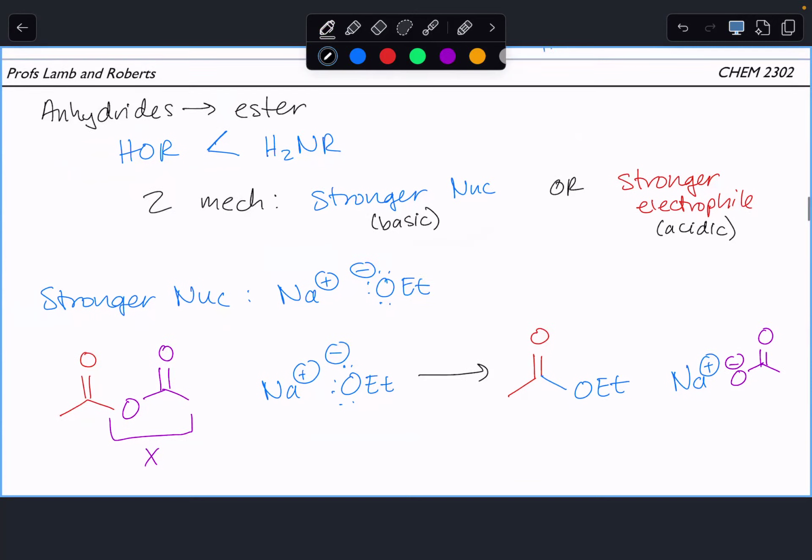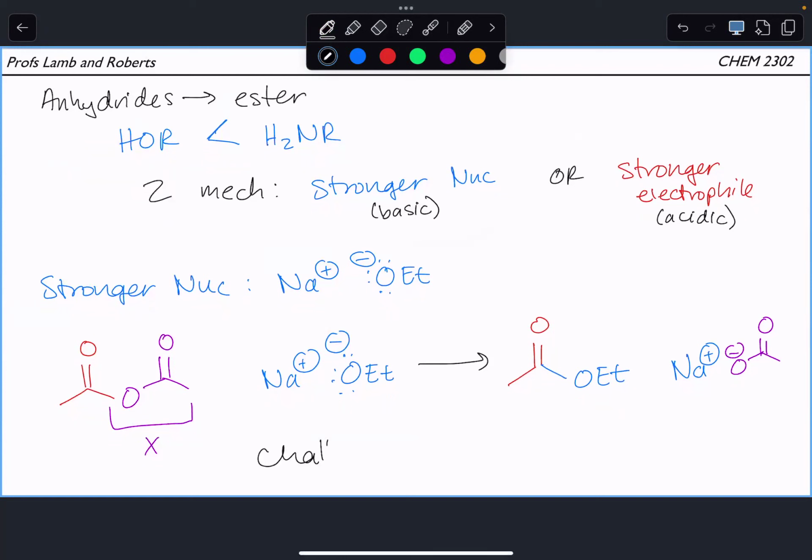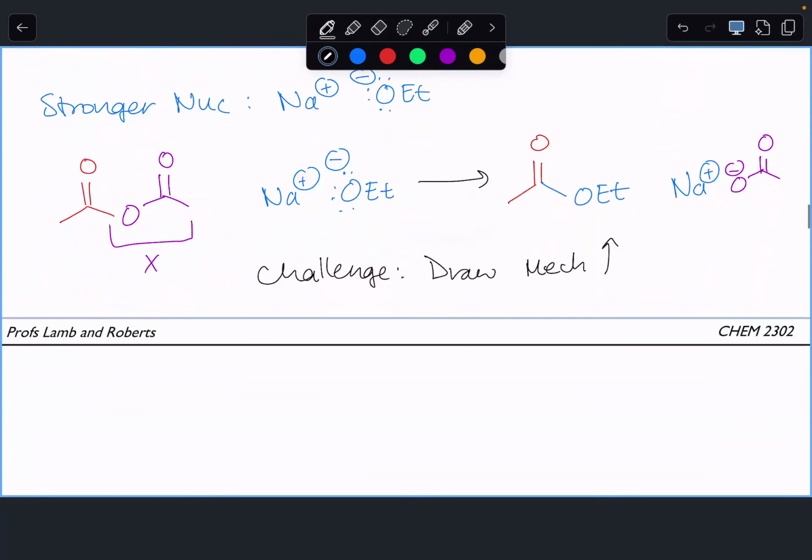So my second challenge for you for the day is to draw this mechanism. Again, it's not different. This is basic conditions, so it's very similar to all the ones that we've been doing, right? Basic conditions. I want to walk through the acidic conditions though, because that one's a little bit different. Okay, so that's again my challenge to you. I will post the answer to this at the end of the notes, so check that out if you would like to check your answers.